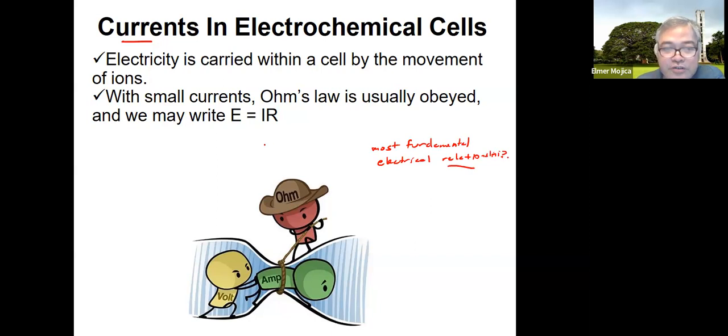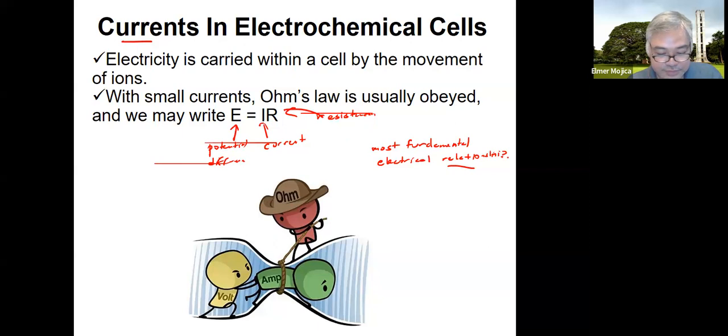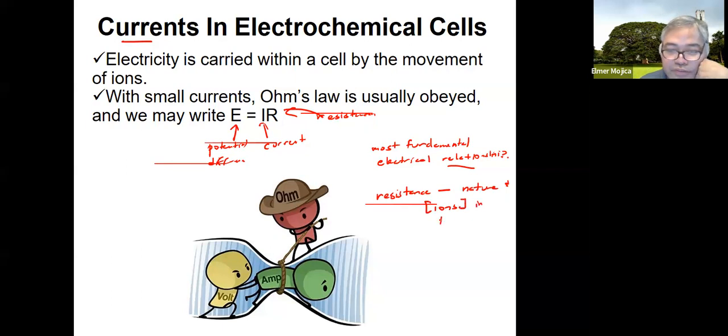So in Ohm's law, what is E here? This is your potential difference or voltage. I is your current, and R is your resistance. And resistance depends on what? Nature and concentration of ions in the solution.